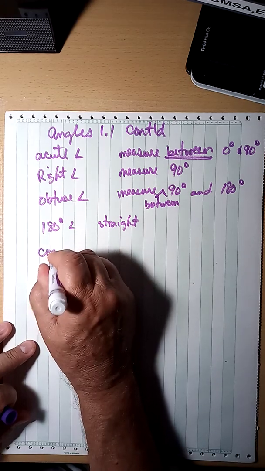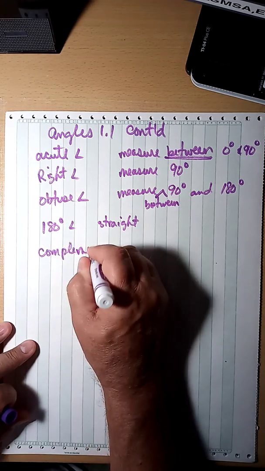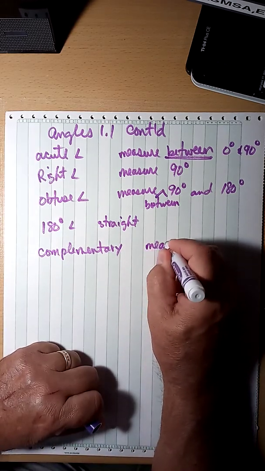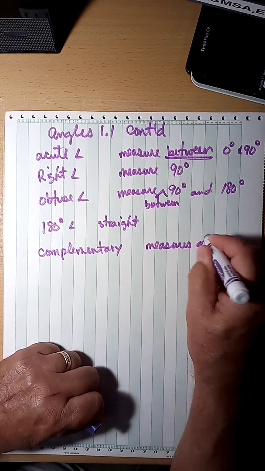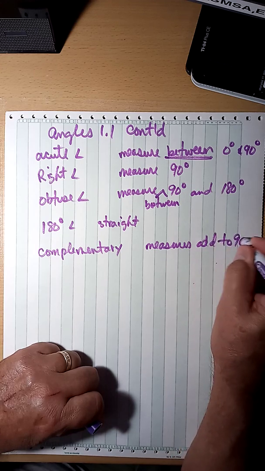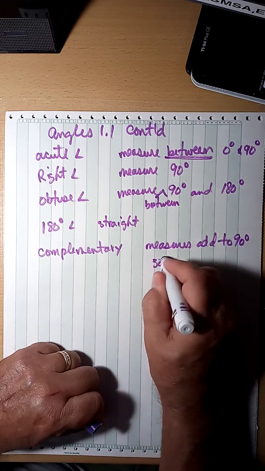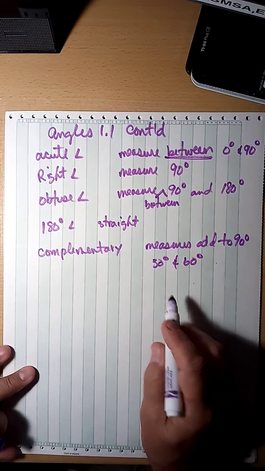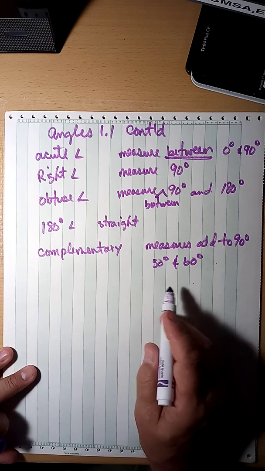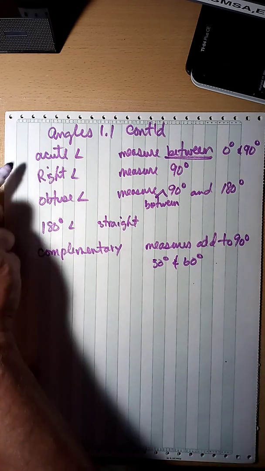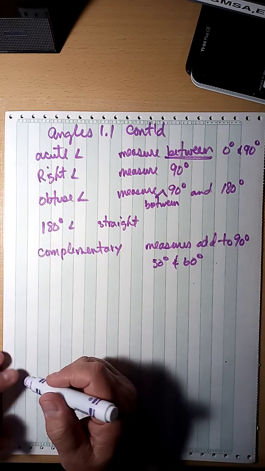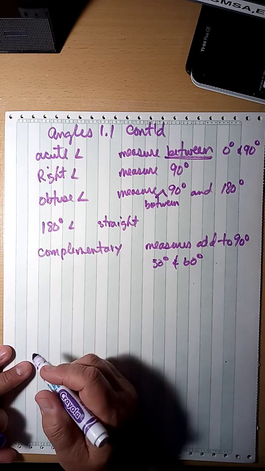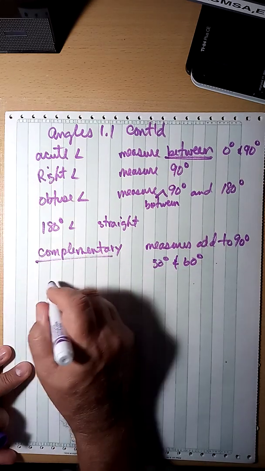What are complementary angles? The measures add up to 90 degrees. So 30 degrees and 60 degrees are complementary. Anything where the measures of the angles add up to 90 degrees. That would mean both of those angles would have to be acute. I guess unless you said 90 and 0, but that's sort of an extreme case.